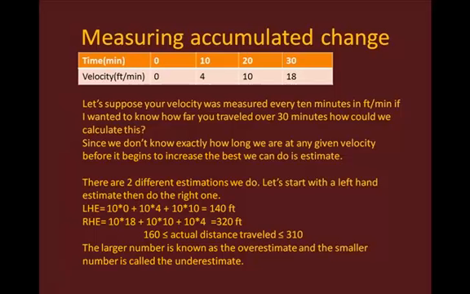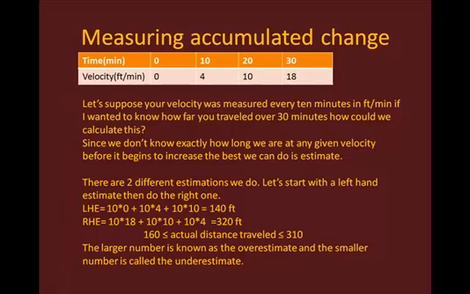Then, from time 10 to time 20, we want to multiply that 10 minutes times the rate on the right, which is 10. And then, from time 0 to time 10, that's 10 minutes. We multiply that 10 minutes times the rate on the right, which is 4. And we add those all up, and we get 320 feet.